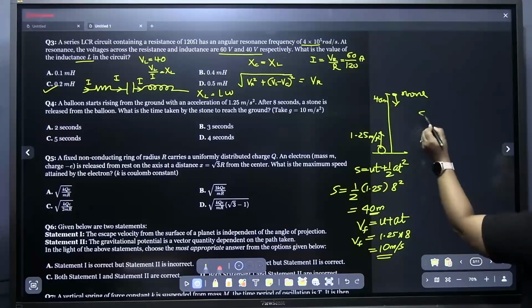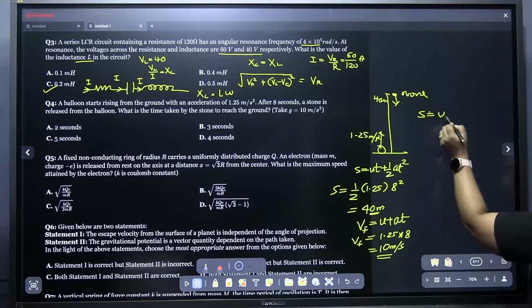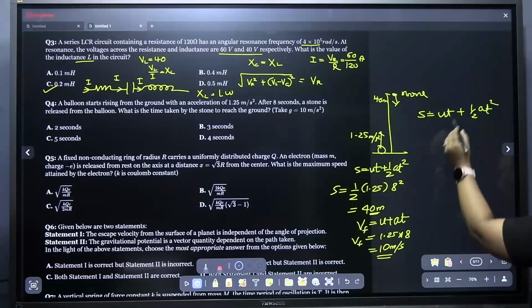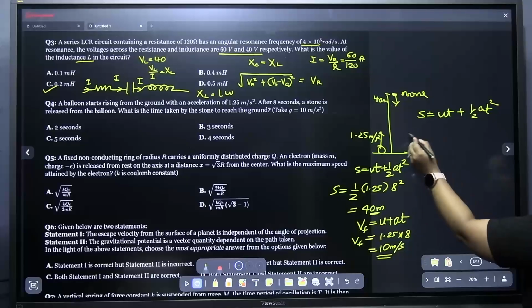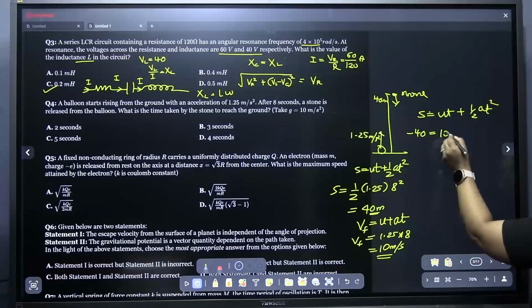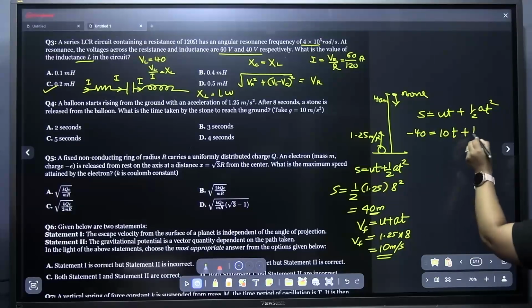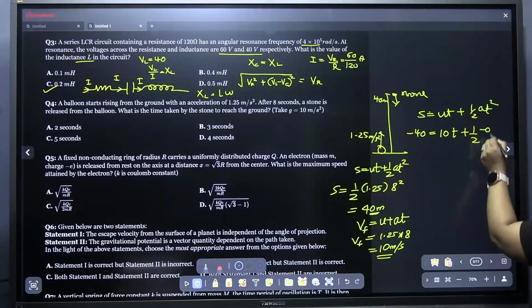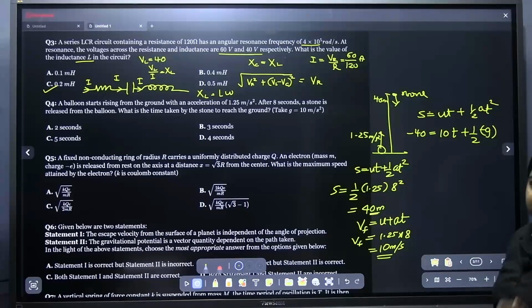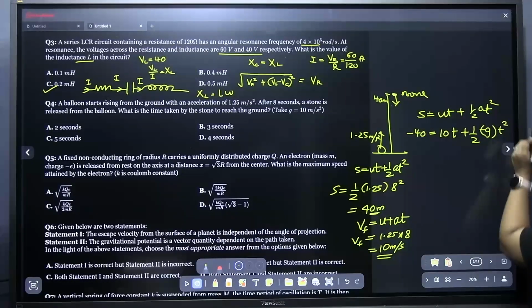So for the stone we have to use s equal to ut plus half at square, and in this we have to find t. s equal to minus 40, u equal to 10, plus half a equal to minus g. Since the initial velocity is in the upward direction, I took that as positive. So everything in the downward direction will be negative, t square.